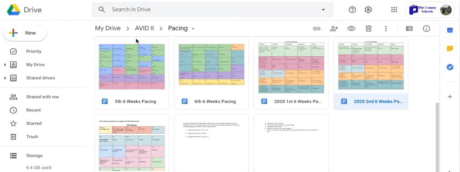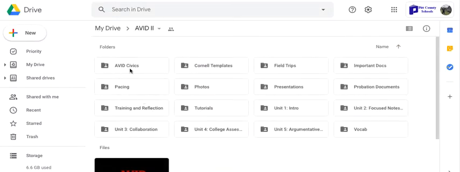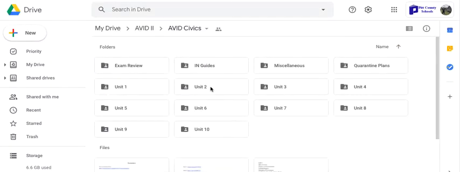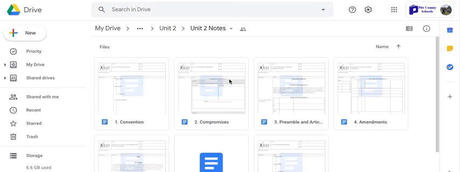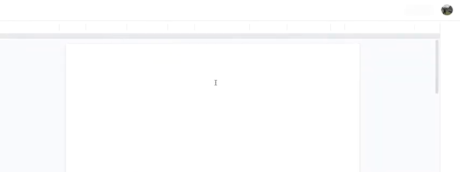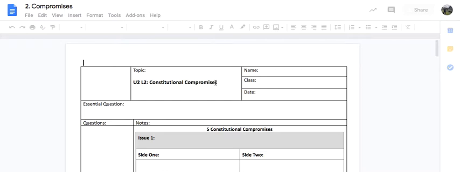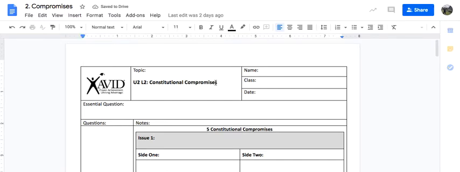Let me real quick just bop over to your note sheet and show you what that looks like so you're not wondering what the heck am I supposed to do. So for this set of notes, 4 compromises, because you should have already made a copy of this particular note sheet and put it in your Avid folder / Civics folder. If you don't put it in the folder, I can't see it, and therefore I can't grade it.